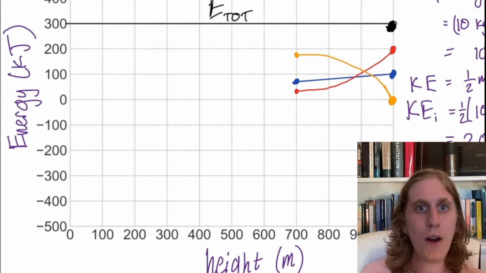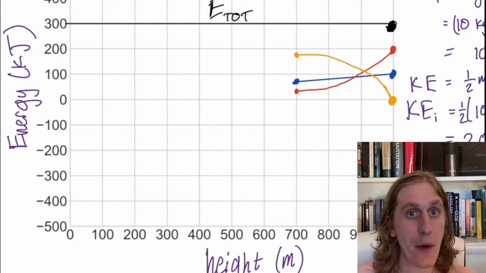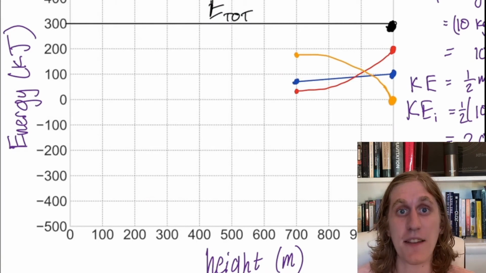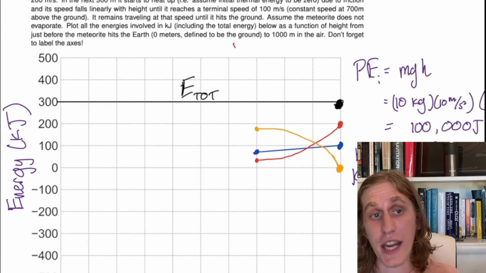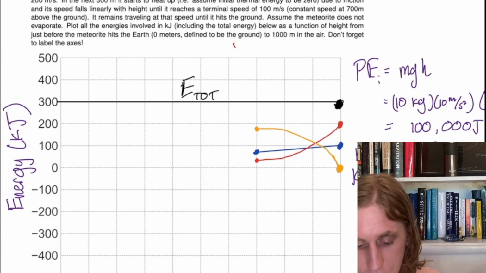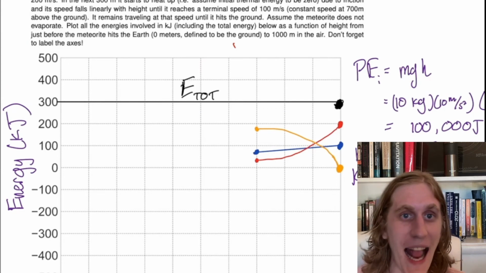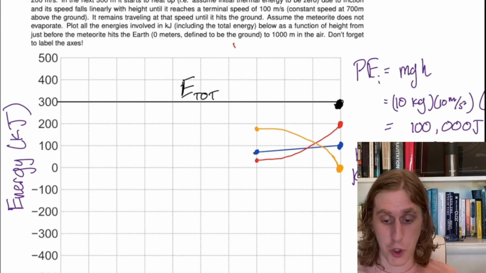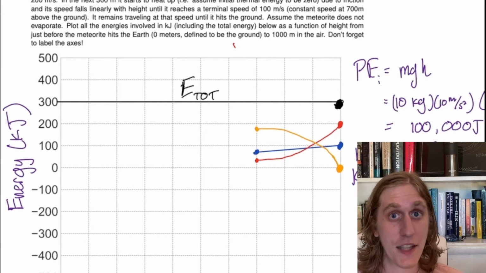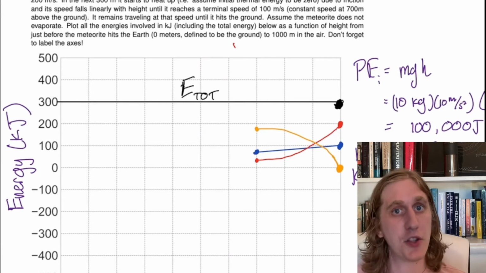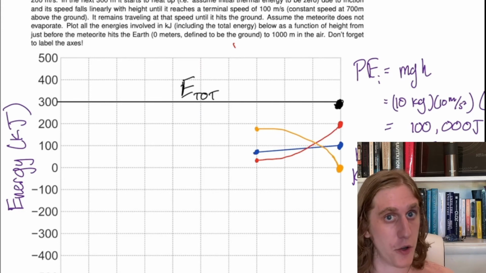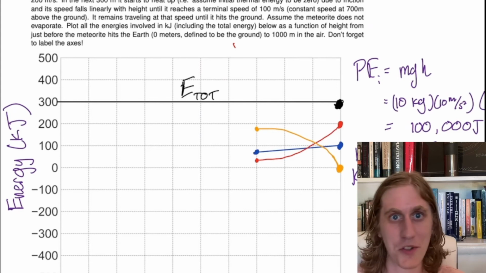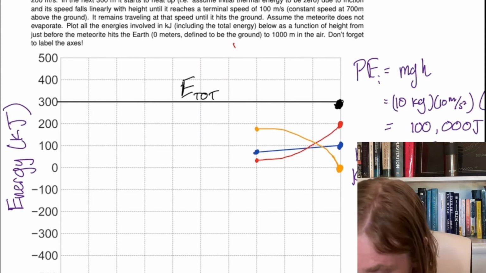All right, the hard part of this problem is actually over. Now we just need to know what the asteroid does as it falls the rest of the way to the ground. Let's start with the kinetic energy. We're told that it reaches its terminal velocity at 700 meters. It remains traveling at that speed until it hits the ground. So, for the rest of the time that it's falling, the asteroid's speed is not changing at all, and so its kinetic energy is not changing. So the graph of kinetic energy between 700 meters and 0 is just a straight horizontal line. There are no changes.